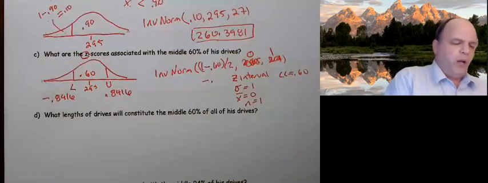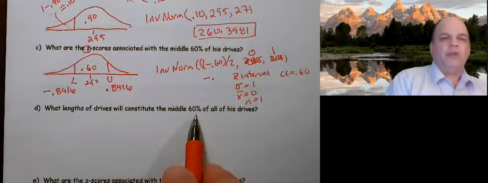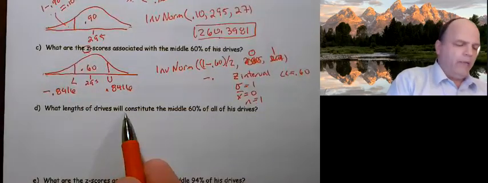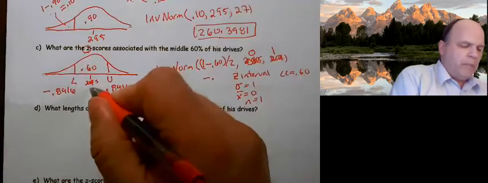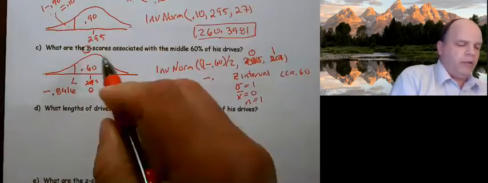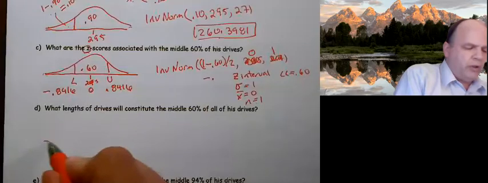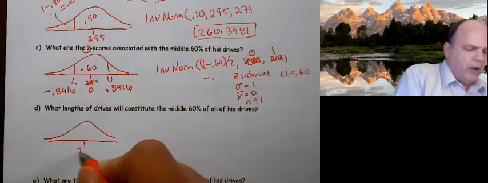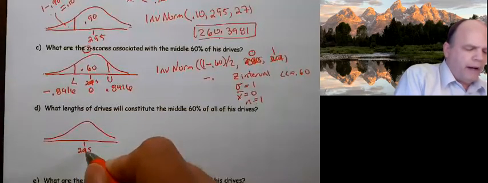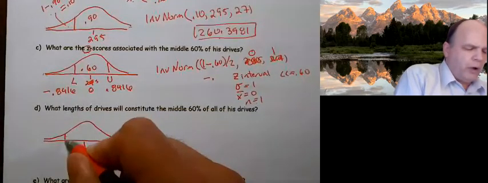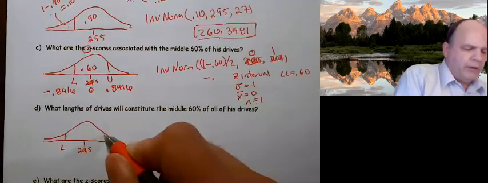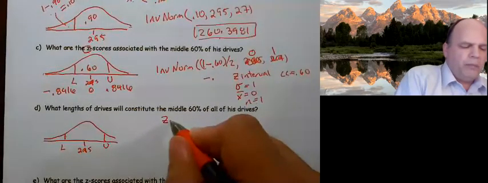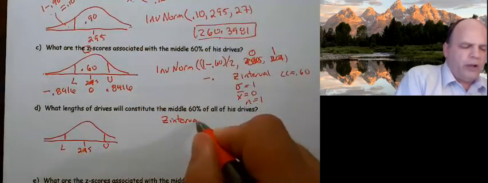The next thing, it says what drives will constitute the middle 60%. So here we were z-scores, and now we want the actual drives. So now we're no longer centered on a mean of 0. Up here, we're centered on a mean of 0. Now we actually are going to be centered on that mean of 295. We're still going to be looking for a lower bound and then an upper bound. All right. Here we definitely want to use the z-interval.